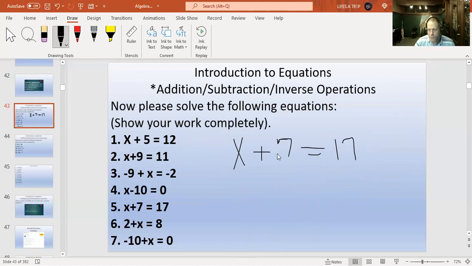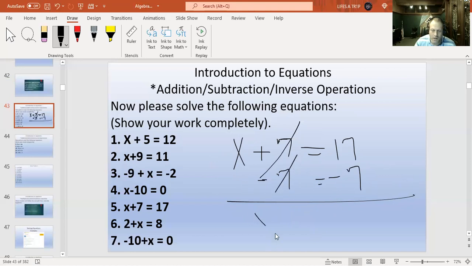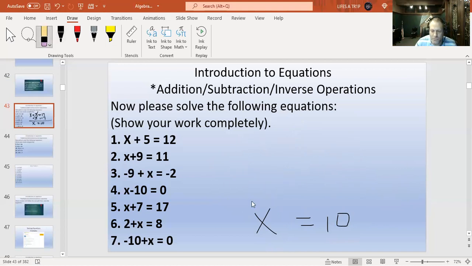Okay, create your elimination method through inverse operations. That's a positive 7, so you want to go inverse operations, -7. What you do to one side, you do to the other side. X equals 10. Okay, and that's number 5. Pause the video if you need to catch up.